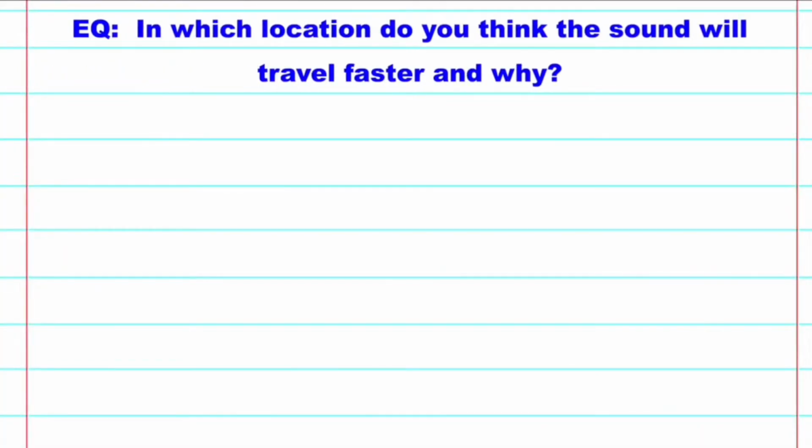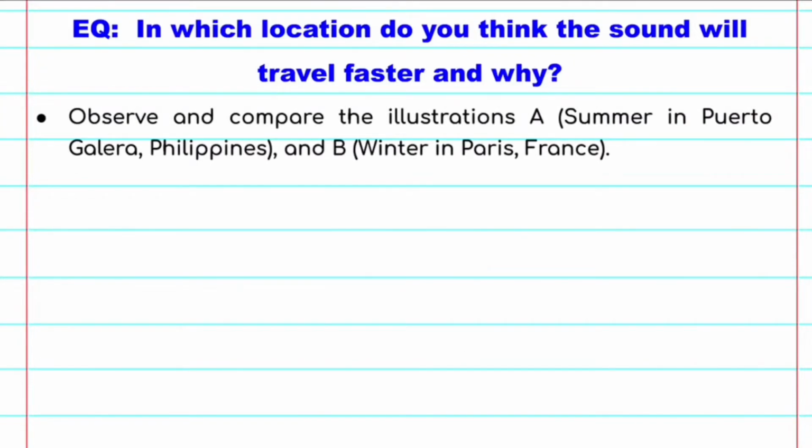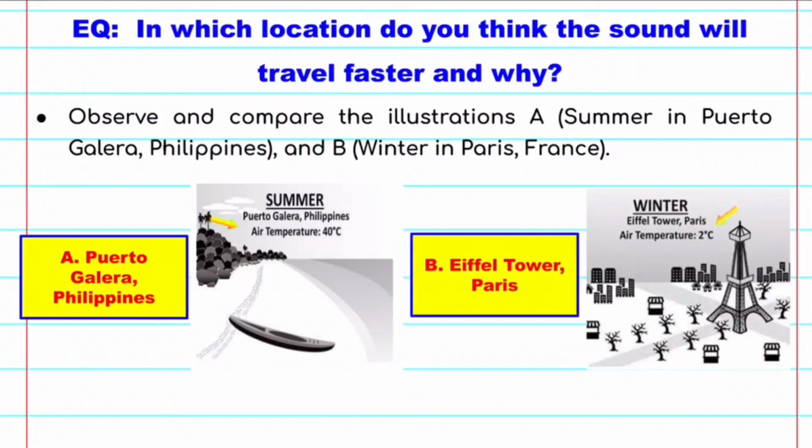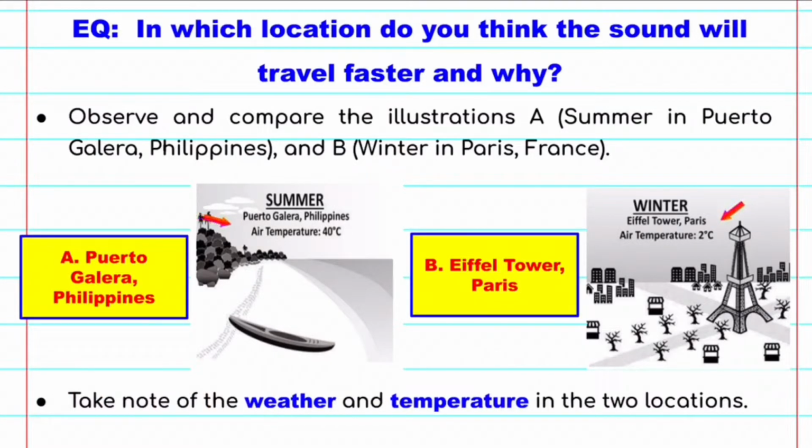In relation to temperature, let us try to answer this question. Which location do you think the sound will travel faster, and why? Let us observe and compare the illustrations A and B. A is Puerto Galera, Philippines with air temperature of 40 degrees Celsius. And B, Eiffel Tower, Paris, France with air temperature of 2 degrees Celsius. Take note of the weather and temperature of the two locations.